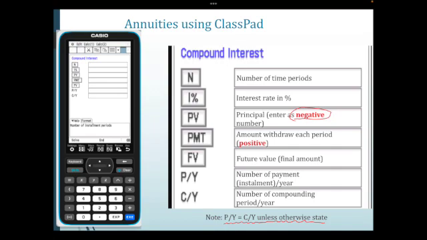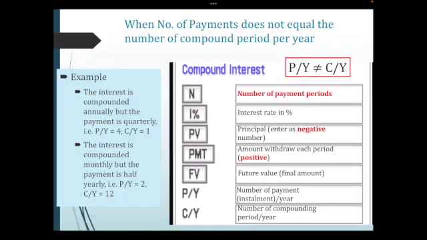Only when it's stated do you know that PY is different from CY. Let's quickly have a look at the situation when PY is different from CY. This is related to PY. Alright, so the number of payment or installment periods, say, let's use this example.